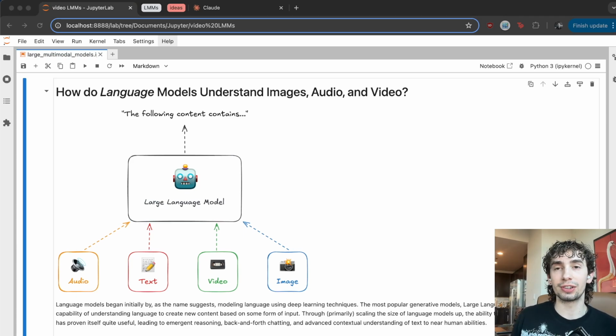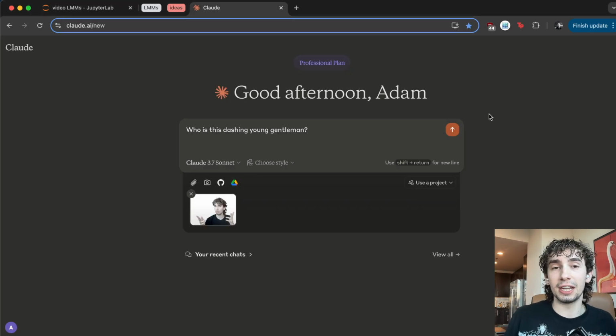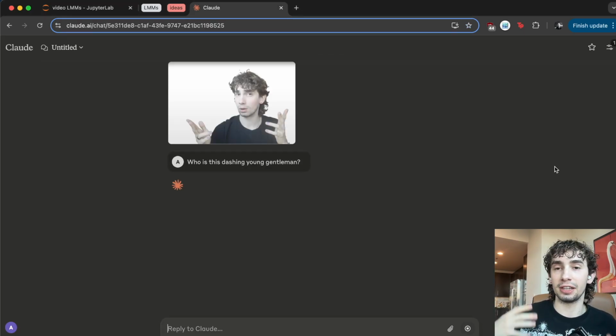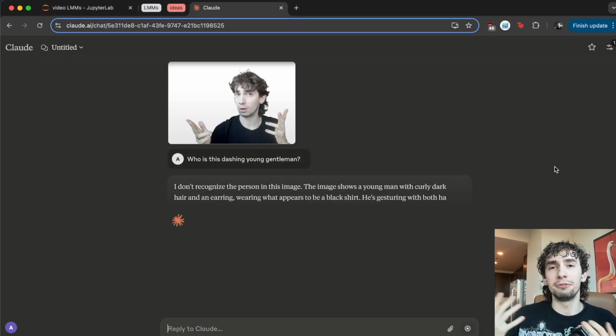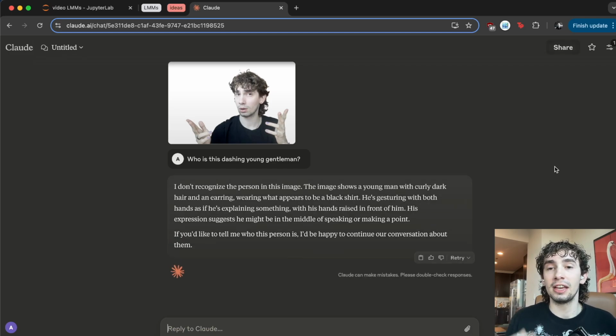LLMs were originally created to primarily process text, being able to take some sort of text input and based on that input do some form of reasoning and generation of text output. But now these days, you can even pass in things like pictures or videos or audio files and have the language model actually be able to understand the contents of those non-text contents.